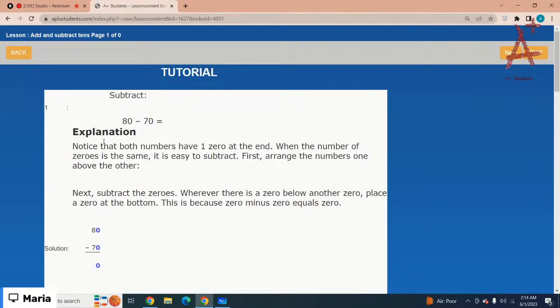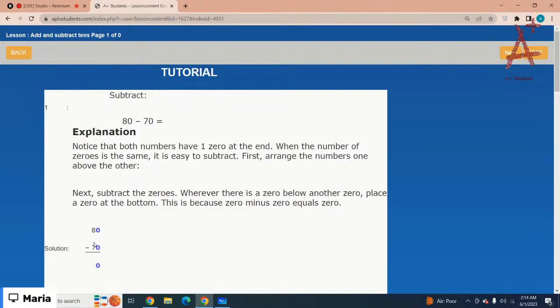First, arrange the numbers one above the other. So whenever you have the same number of zeros, it is very easy to subtract. Just arrange them one above the other. Next, subtract the zeros. Whenever there is a 0 below another 0, place a 0 at the bottom. That means 0 take away 0 equals 0. Got it? This is because 0 minus 0 equals 0.